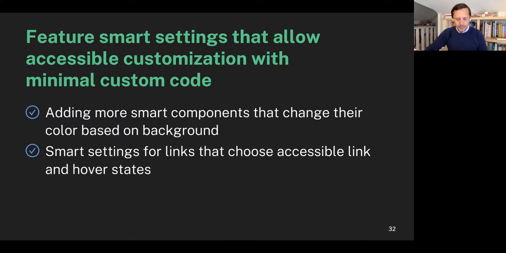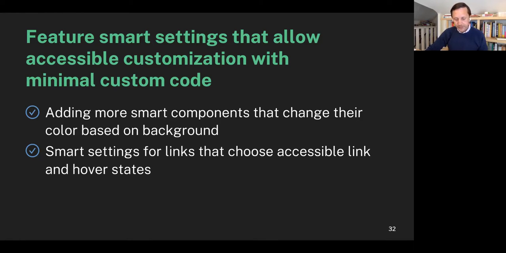Slide 32. And so we feature smart settings that allow accessible customization with minimal custom code. So these are the things that we've been trying to do in more recent versions of the design system, where we're adding more context-aware components that can change their color based on a background. So they'll know enough through a setting to know whether they should be showing sort of dark text in that component or lighter text, and to update both the text and the links appropriately.